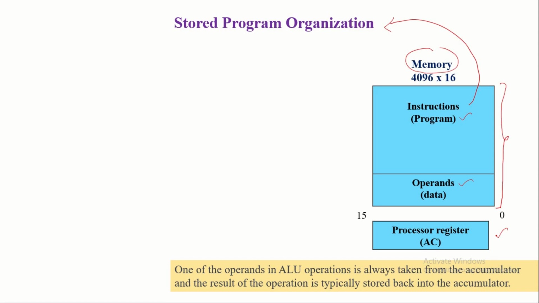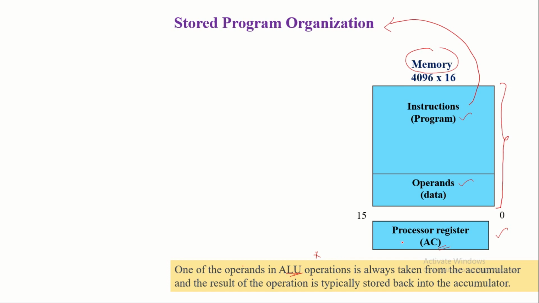The computer contains only one processor register. Usually, whenever the computer is designed with a single processor register, that register is known as the accumulator. What is the use of the accumulator? Whenever an ALU operation is performed, one of the operands is always taken from the accumulator only, and after performing the operation, the result is also stored into the accumulator only. This is a very important point about the accumulator.